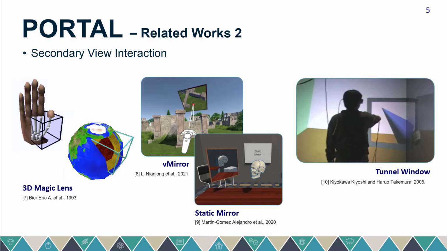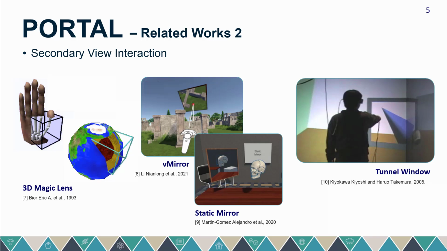The secondary view is an additional view that displays a different perspective than the user's primary view. It provides additional interactions for the users. For example, the magic lens technique reveals hidden information when it is overlaid on part of the primary view. The mirror metaphors provide a view in a different perspective by using mirror reflection.